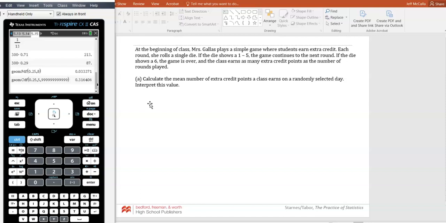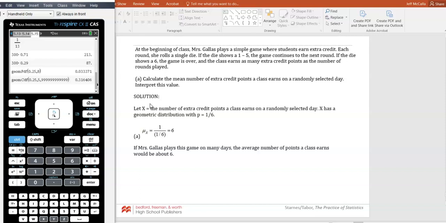Calculate the mean number of extra credit points the class earns on a randomly selected day. Interpret this value. So what's the mean going to be? Is this geometric? Does it sound geometric there? The probability remains constant. The first time you roll a 6 is a 1 out of 6 chance there. So 5 out of 6 is failure. Success is rolling a 6 essentially. So when is it going to happen? The mean would be 1 over the probability of success. So 6 would be the mean, right? And then the standard deviation is the square root of failure divided by success. So the mean is 6.